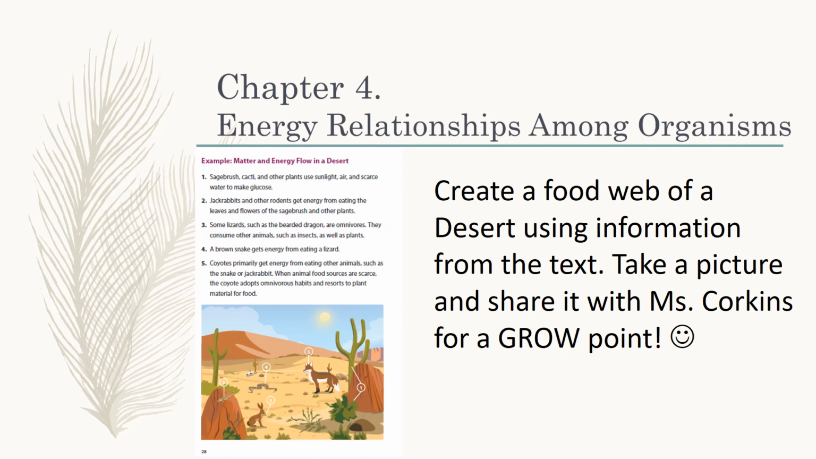A brown snake gets energy from eating a lizard. Coyotes primarily get energy from eating other animals, such as a snake or jackrabbit. When animal food sources are scarce, the coyote adopts omnivorous habits and resorts to plant material for food.